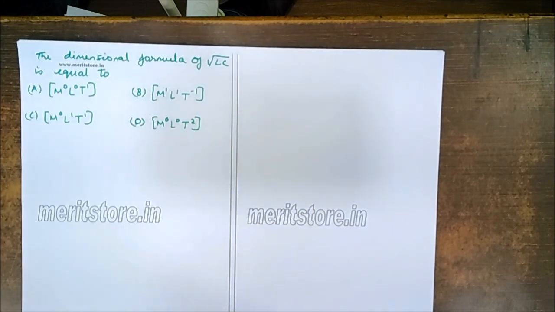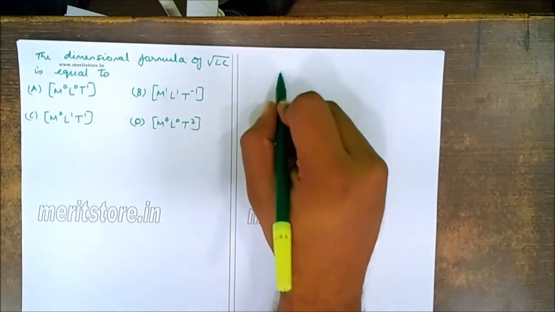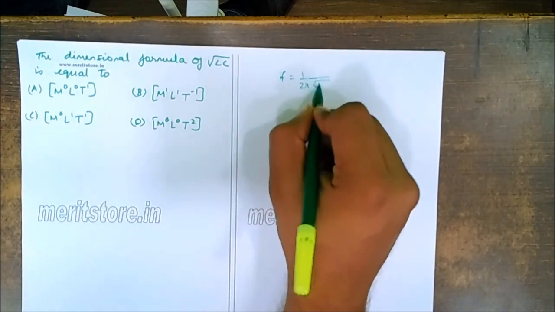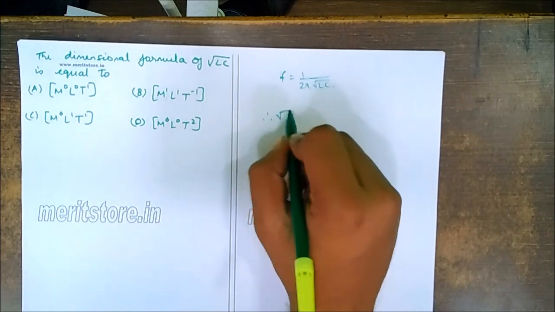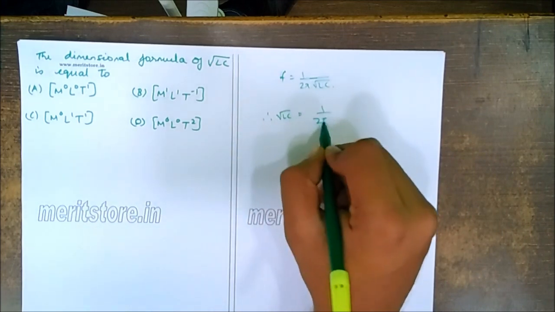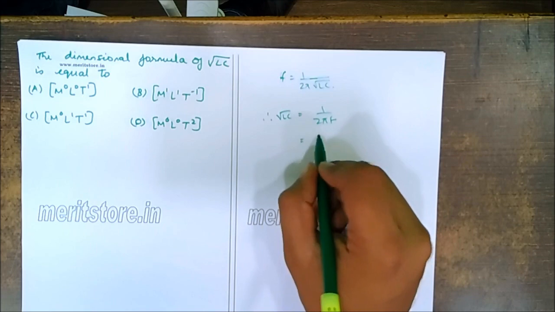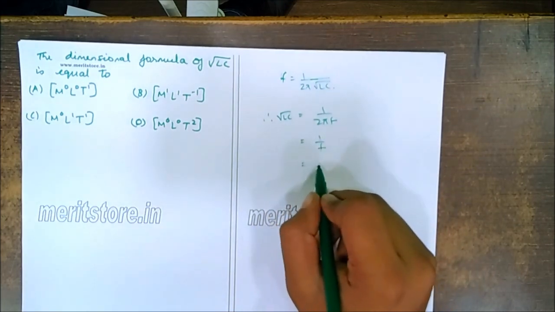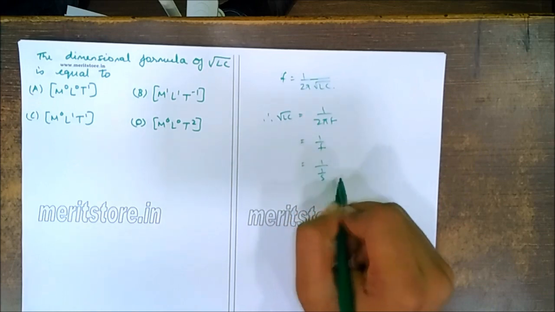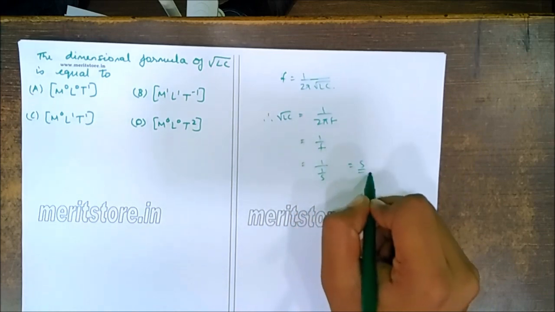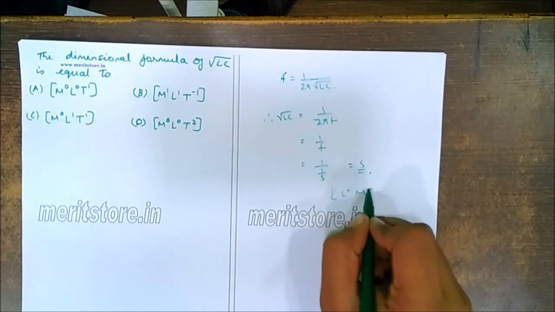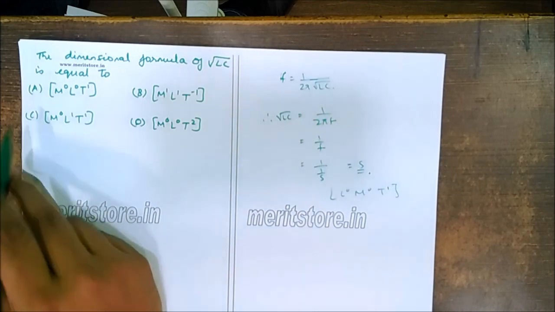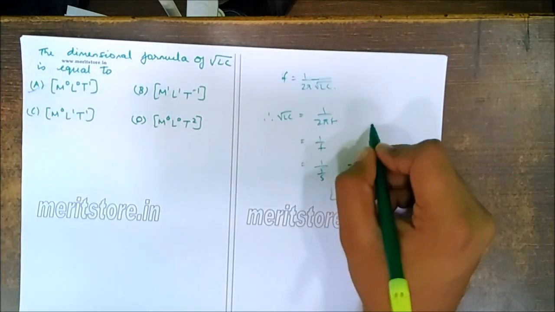The dimensional formula for root of LC. So we have a formula of F is equal to 1 upon 2 pi under root of LC. Therefore root of LC is equal to 1 upon 2 pi F. So frequency is in the denominator, which is per second, 1 upon second, which is equal to second. So that means M0 L0 T1. Option A.